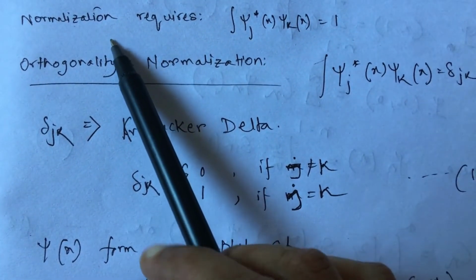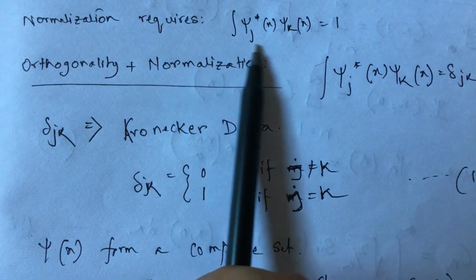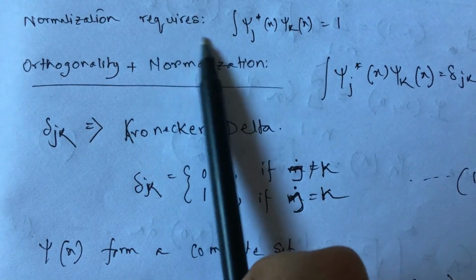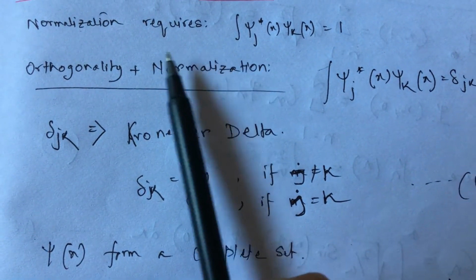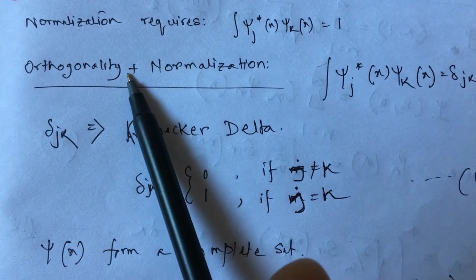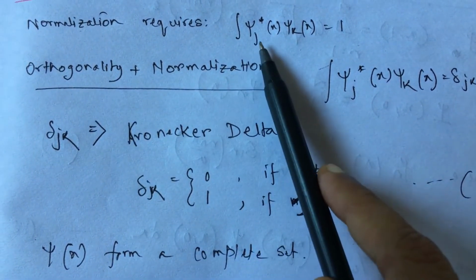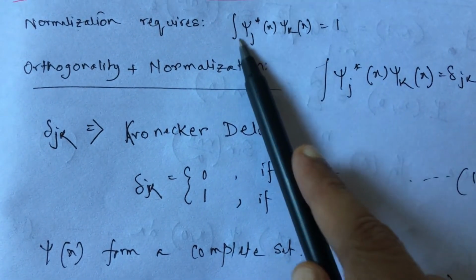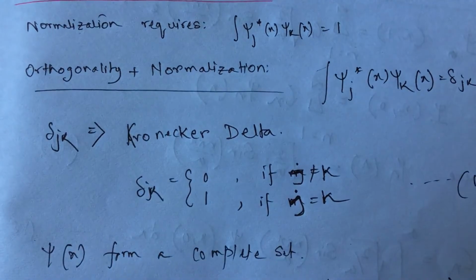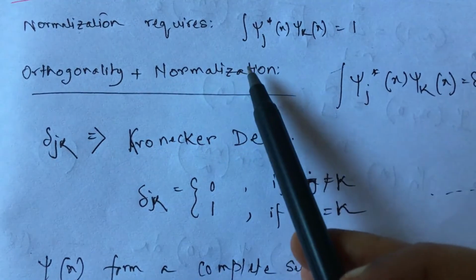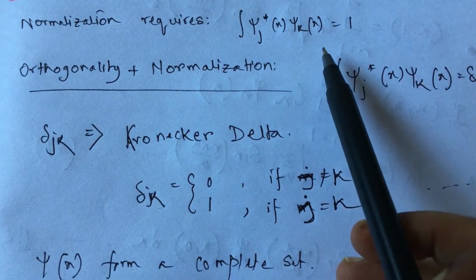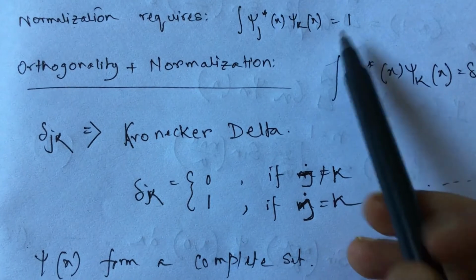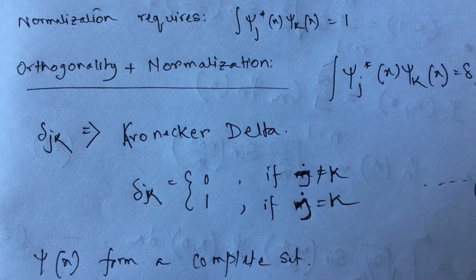Next, I will come to the very important normalization condition. We have already seen the orthogonality, which means their product, if j not equal to k, this integration will be equal to 0. And normalization requires, if j equal to k, this would be equal to 1.